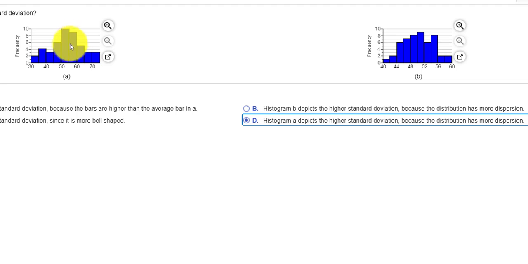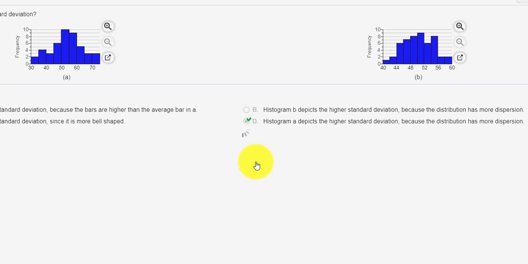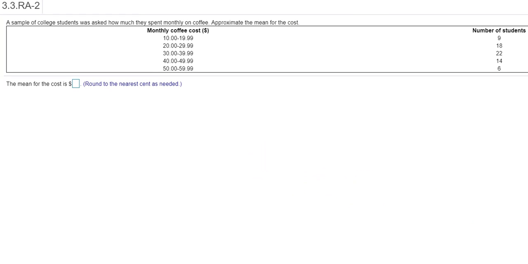When I'm looking at like where my mean and median might be, the distance from the center is the greatest on this graph when I'm looking at A versus B. We get the well done. Question 15.